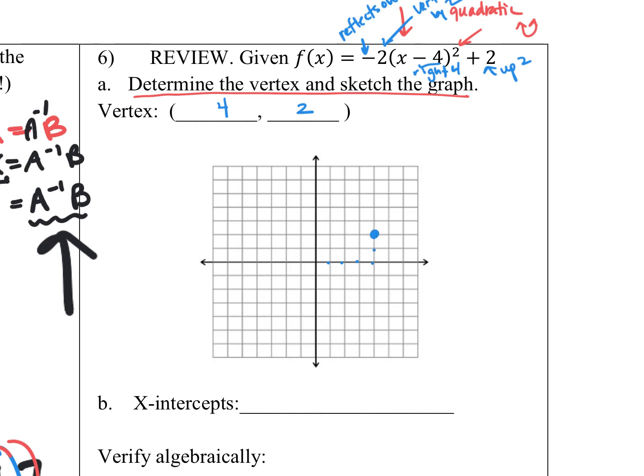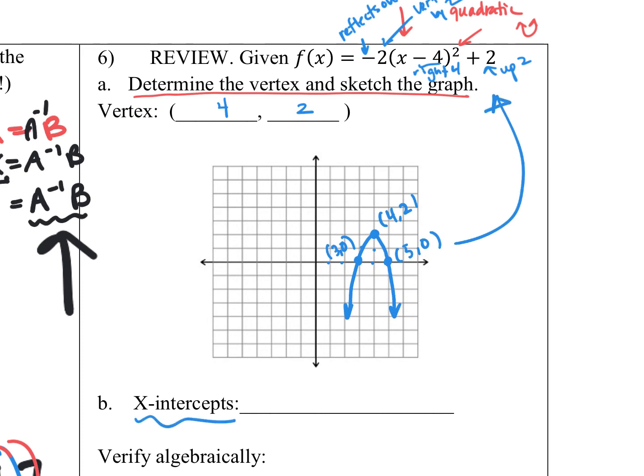And it is upside down, so I know it's going to be going that way, but it's being stretched by 2. So normally the graph will go left 1, down 1, right 1, down 1, but because we're being stretched, it's going to go down faster like that. And if I want to check that those are right, you can always double check that these points are on the graph. So this is (5, 0), and (3, 0). That's (4, 2). All of them should satisfy that function.